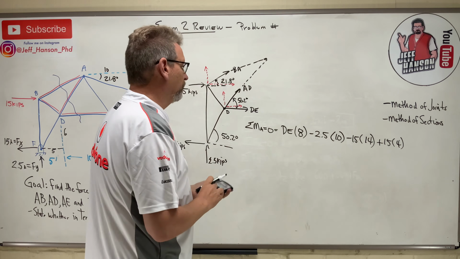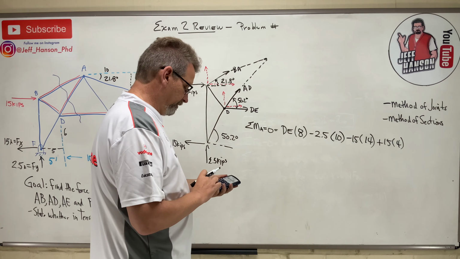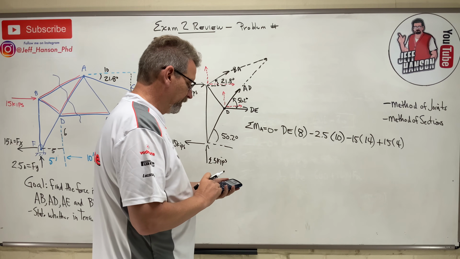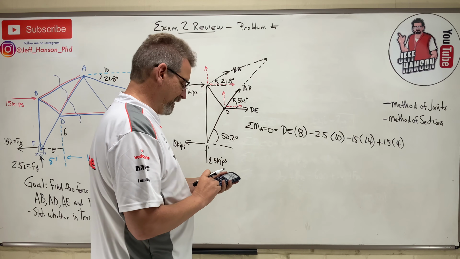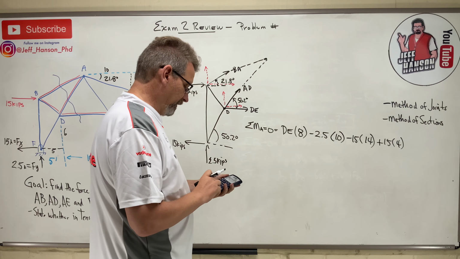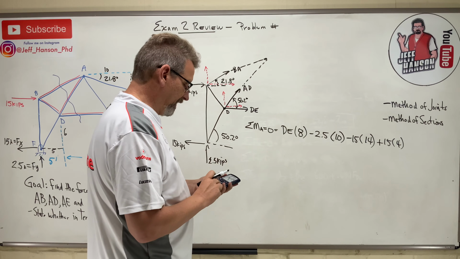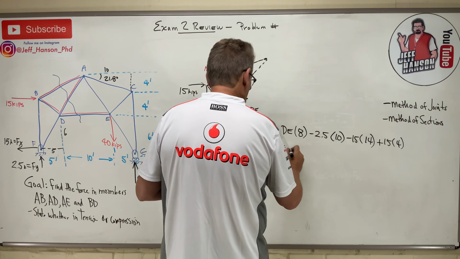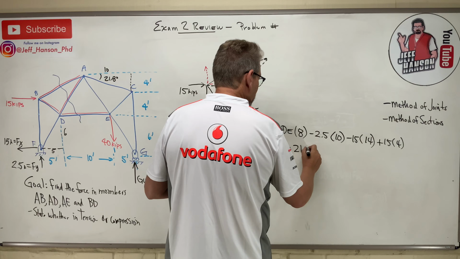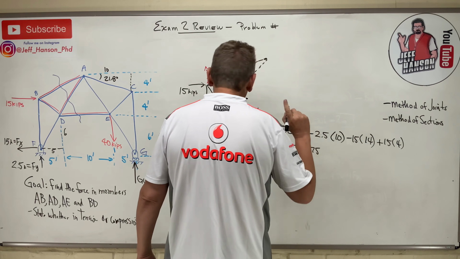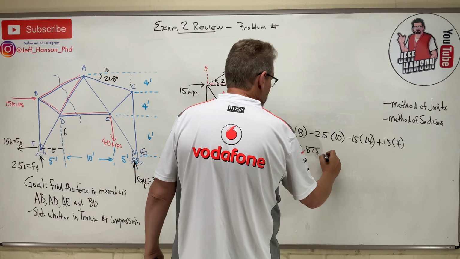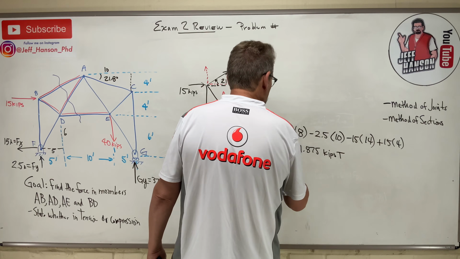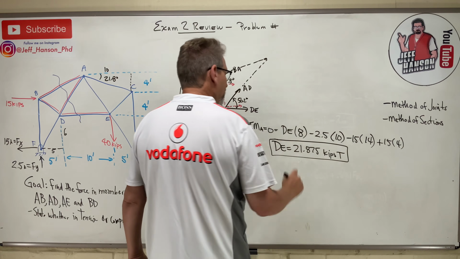Okay? So let's see what we get. Let's say we get 25 plus 15 times 14, plus, minus 60 over there, right? It's 175, and then divide that by 8. And so DE is equal to 21.875, and it's positive, which means it is indeed in tension. These are in kips. Okay, there's one of the four things that I need, right?